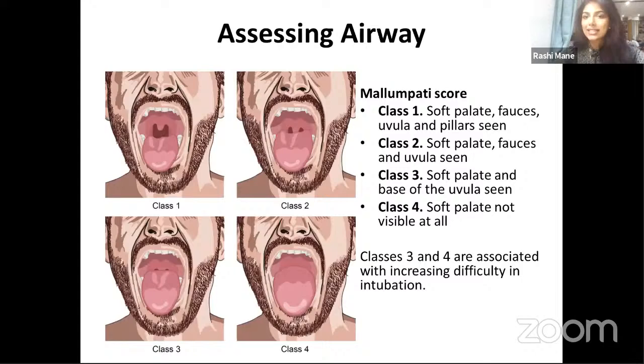Okay, so assessing the airway, there are a couple of ways that you can do this. The most important one is the Mallampati score. So as you can see, there are 4 different classes. In class 1, this is the best one.